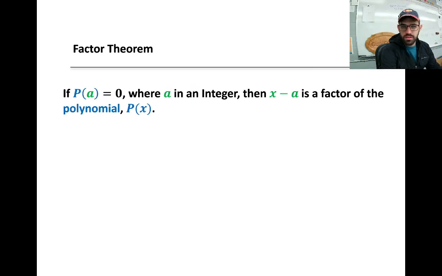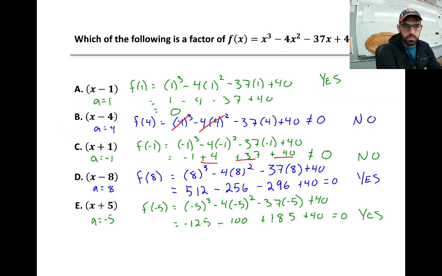Alright, and this general idea is kind of one big idea that gives us two theorems. So if we take some polynomial function p of x and we divide it by some factor x minus a, where the a value is some integer like x minus 2, P of a would equal 0. So let's unpack what that looks like a little bit.